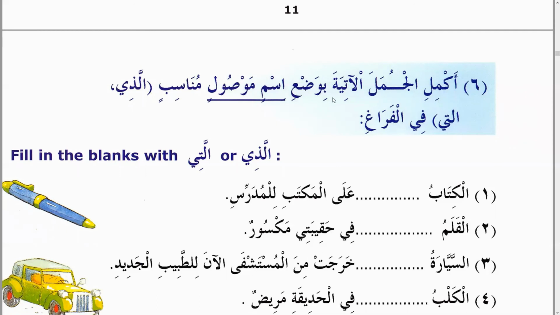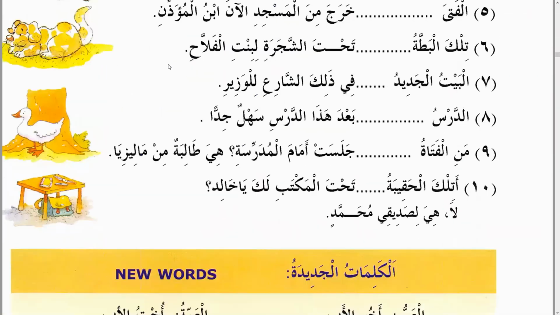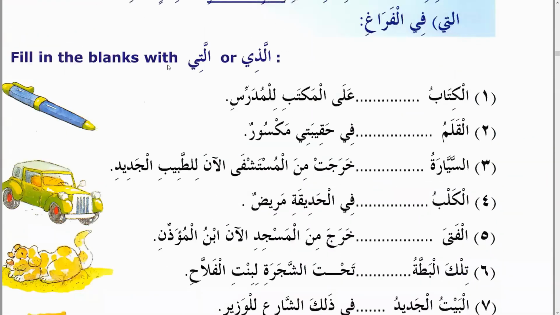Inshallah. Akmil al-jumal al-atiya biwadi ismun mausul. See, we learned about ismun mausul. So if it is masculine, we put allazi. And if it is feminine, we put allati. That's it. Allazi and allati. So help me with this, please. There are 10 sentences. You can type one or two. What is one? One is allazi and allati is feminine.